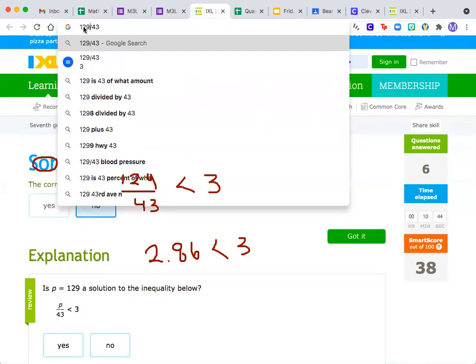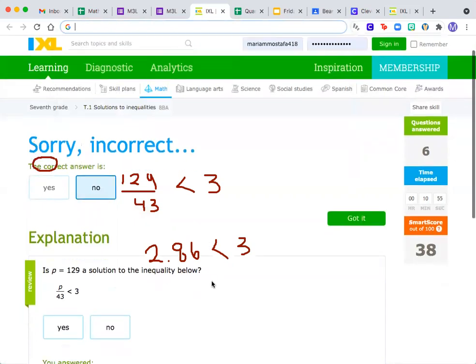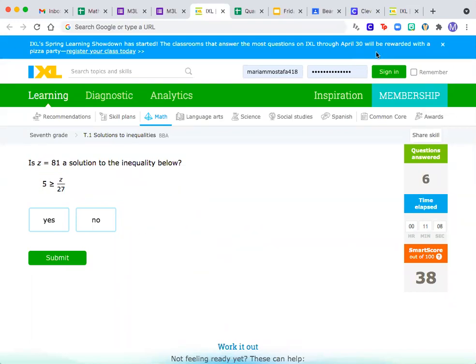Okay, well, here's the mistake that happens, guys. It happens sometimes. 129 divided by 43 actually gives you 3. That's my mistake. So IXL helped me out here. And 3 is not less than 3. So you know what? We make mistakes, people. That actually happens sometimes. But the most important thing is that you know that what you have to do is divide if there's ever a slash. So let's do this last one together because I made a mistake.